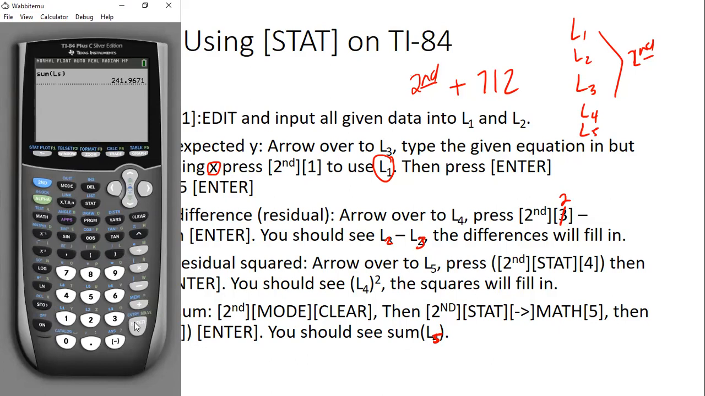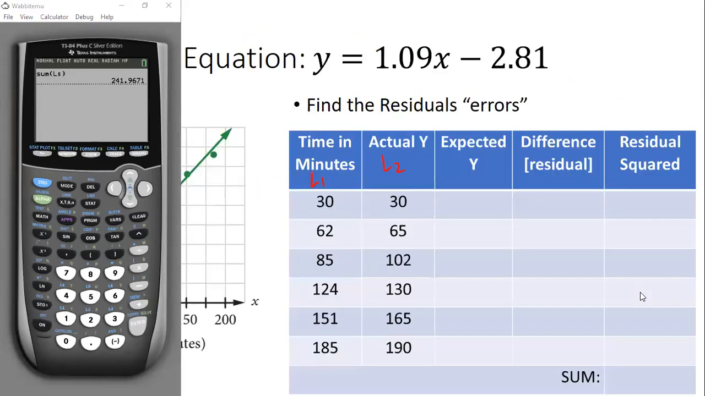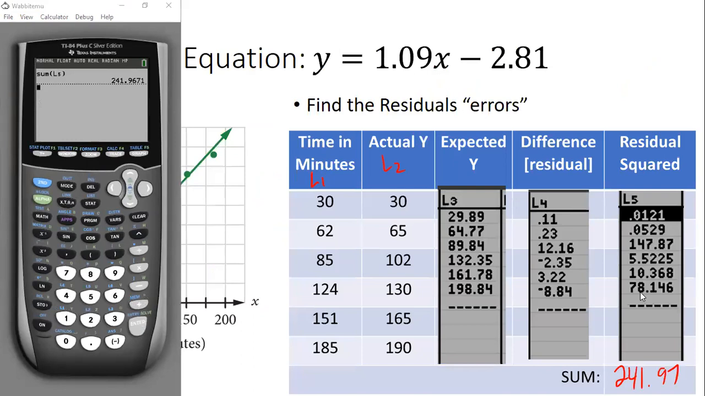So looking at the sum between Jasmine and Stella, who's the lowest right now? The lowest is Stella. So that means Stella is the one that is the most right. Does that make sense? Yes, because her sum is the smallest. So what we did here is we filled in all of our values. The calculator auto-populated our expected Y, our difference, and our residual squared, and found our sum.